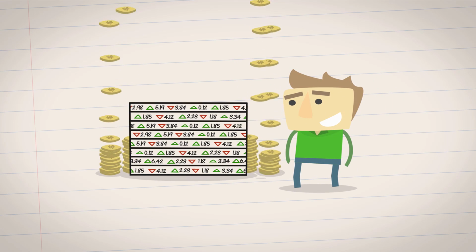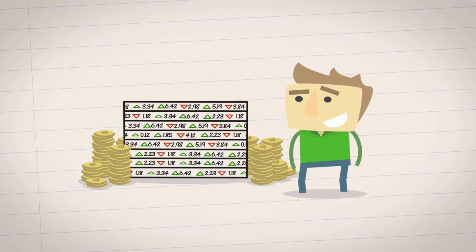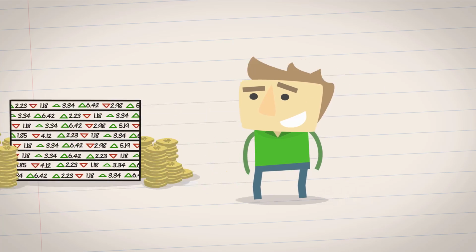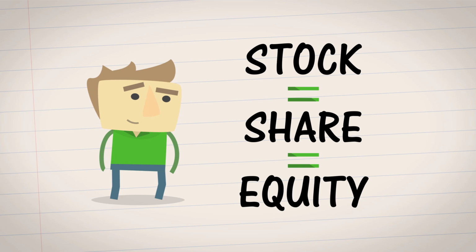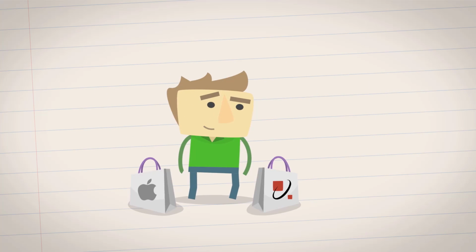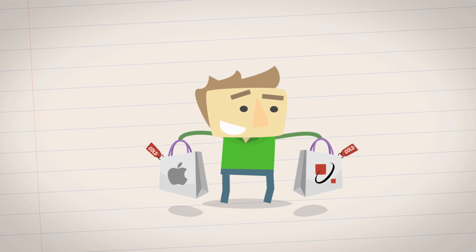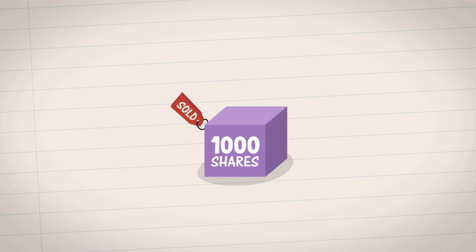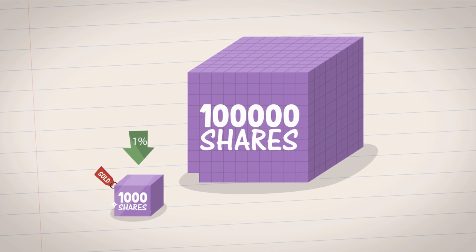The stock market is a great place to generate wealth, but before getting started, you have to understand a few basic terms. For instance, stock, share, and equity. They're all synonymous, all representing a partial ownership of a company. So if you buy stock in Apple or Singtel, you officially own a share of the company. Buy 1,000 shares in a company that offers 100,000 shares, and you own 1%.